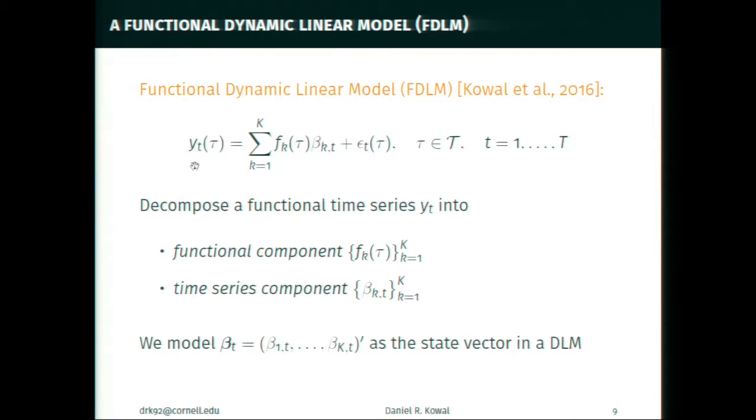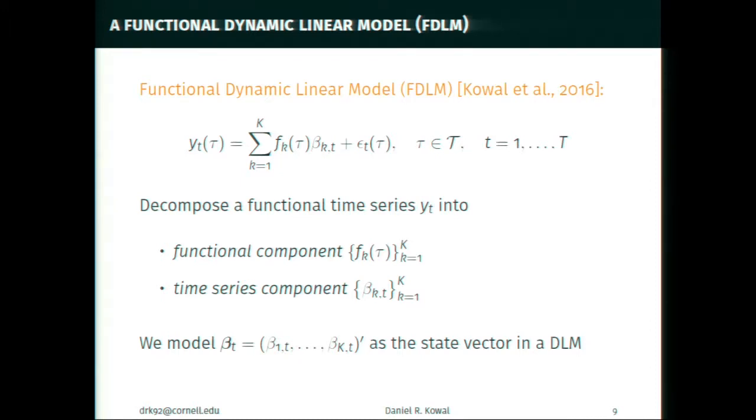So the Y_t of tau here, that's our yield curve. That's at time t. t denotes the time index throughout, and tau will be the functional argument. So it's a yield curve on day t at time to maturity tau. We write that as a linear combination of basis functions, f_k. Now you notice those f_k of tau only depend on the time to maturity, with corresponding weights beta_kt, which only depend on time.